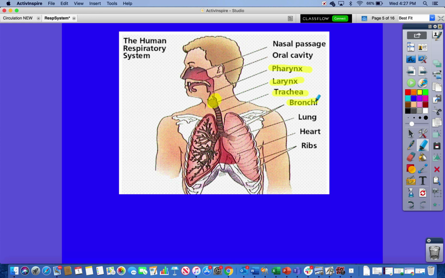The bronchi are the two tubes that lead to each one of the lungs. Now, the lungs were not mentioned on the previous page. The lungs, there's a good picture of that on page 561 as well as 560.